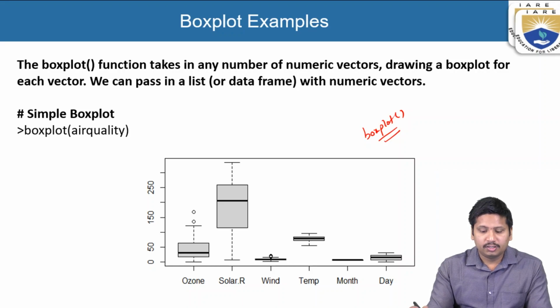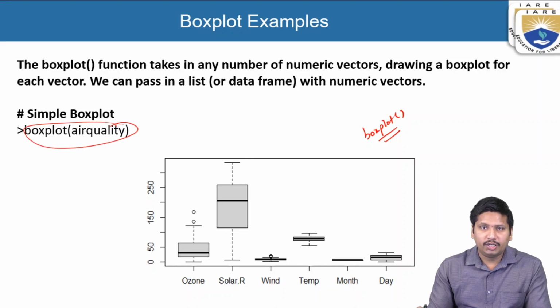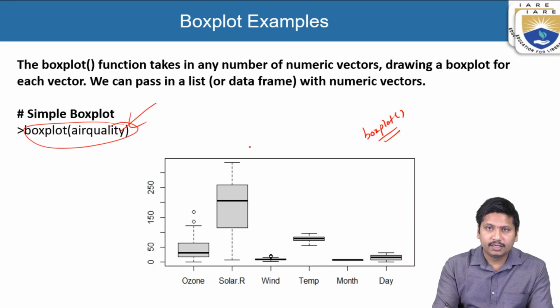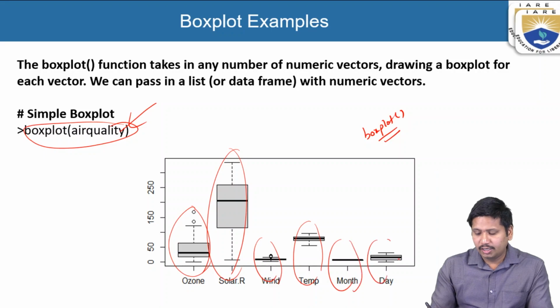Like a simple box plot: boxplot of airquality. This airquality is the data set I took previously. From this I'm going to consider the attributes for the box plot, and based on this I can get the box plot diagram for each and every variable I took from the data set.